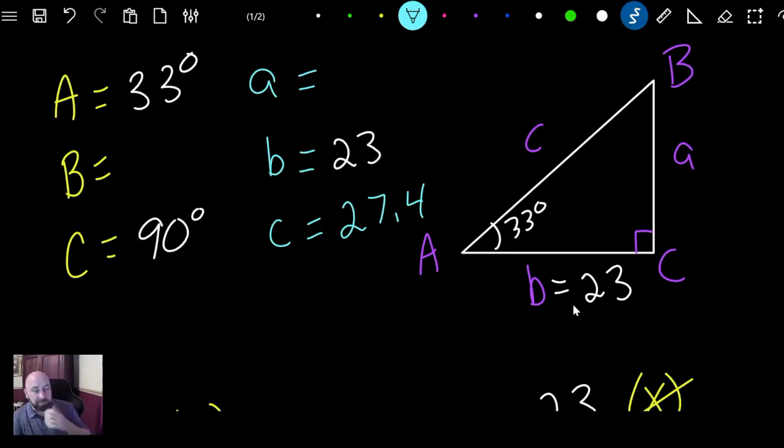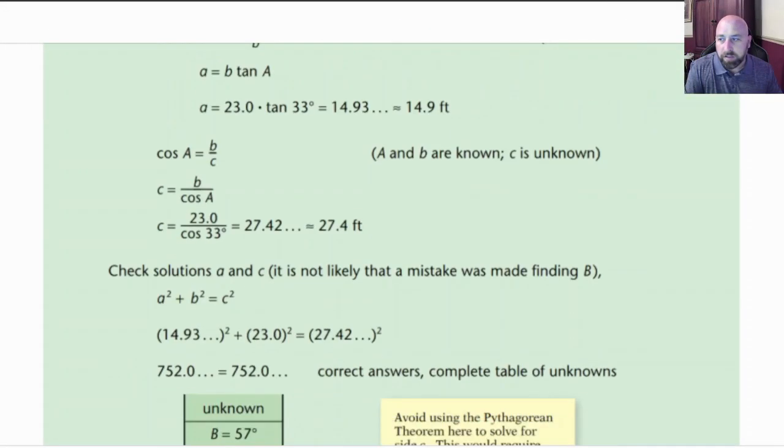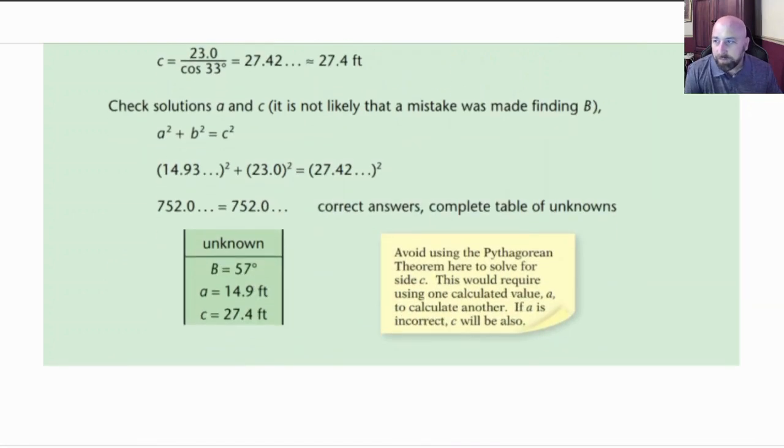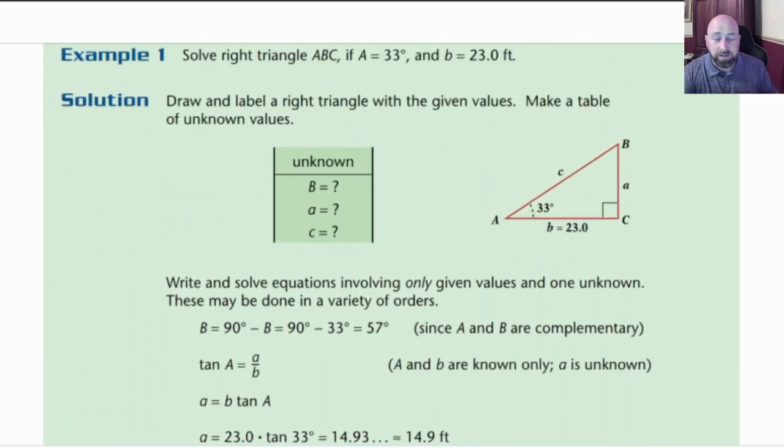Now, some of you might jump to this right now. So you're saying, okay, c equals 27.4. Okay, well now I can use Pythagorean theorem right here. Well, let me caution you on that. Let's jump back over to the book here and notice what it says. Avoid using the Pythagorean theorem here to solve for side A, because this would require using one calculated value, side c. In other words, we would have to use an approximated value in order to find side A, so we're going to steer clear of that.